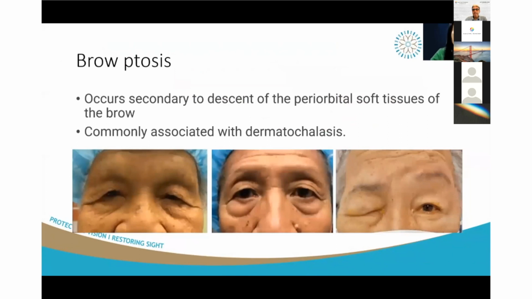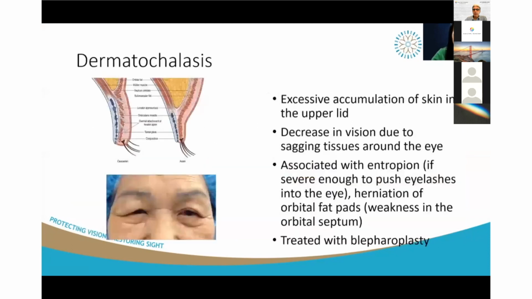Brow ptosis refers to the sagging of one or both eyebrows. This condition is a natural consequence of aging, and most people over the age of 65 develop some degree of brow ptosis as their facial skin and muscle lose elasticity. Most cases of brow ptosis occur secondary to involutional changes from the descent and deflation of the periorbital soft tissue of the brow, commonly seen associated with dermatochalasis.